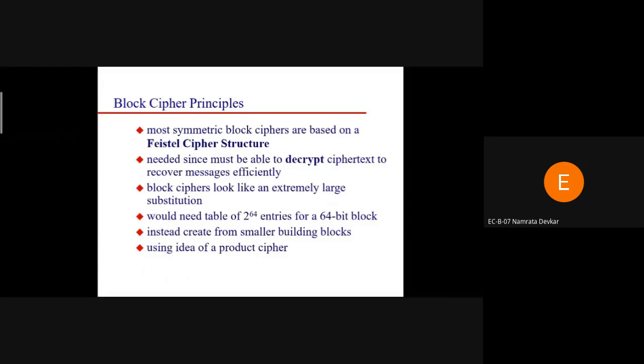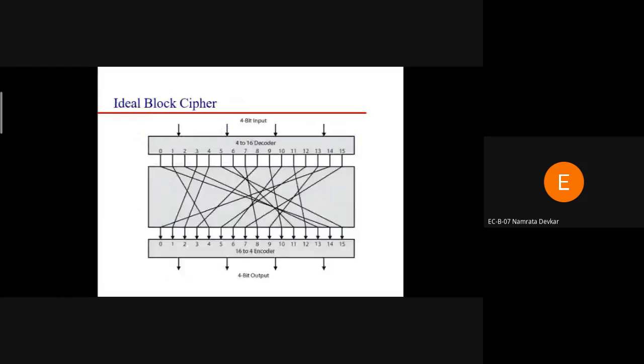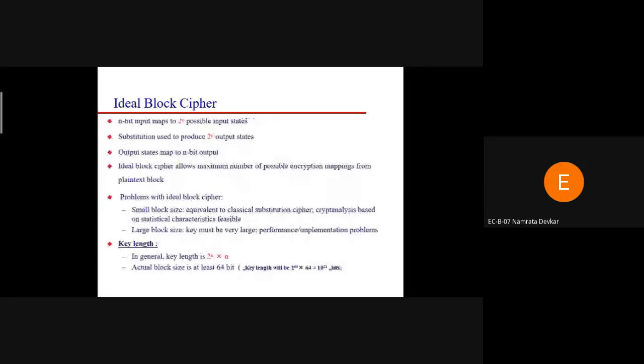Okay, so now we have to move towards the next algorithms. Our first algorithm is the ideal block cipher. We have to encrypt our message and make our information more secure. For that, we have to study various types of algorithms. So the first algorithm is the ideal block cipher. It can do various bitwise operations.